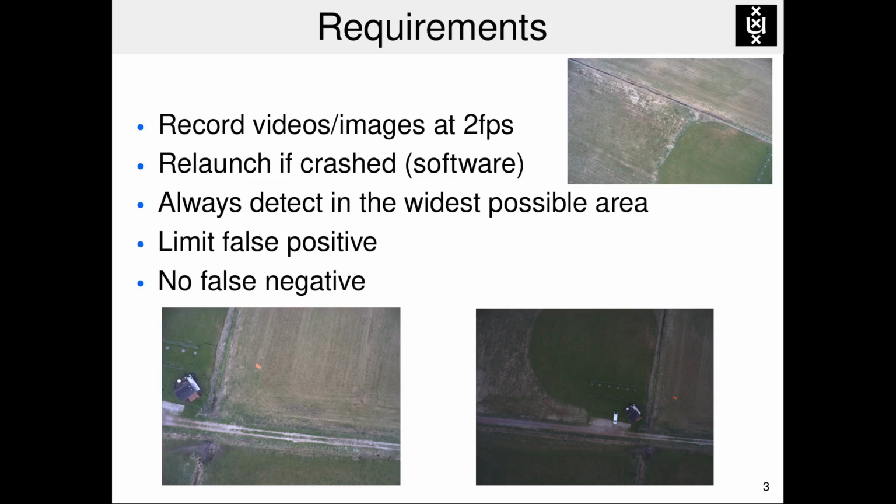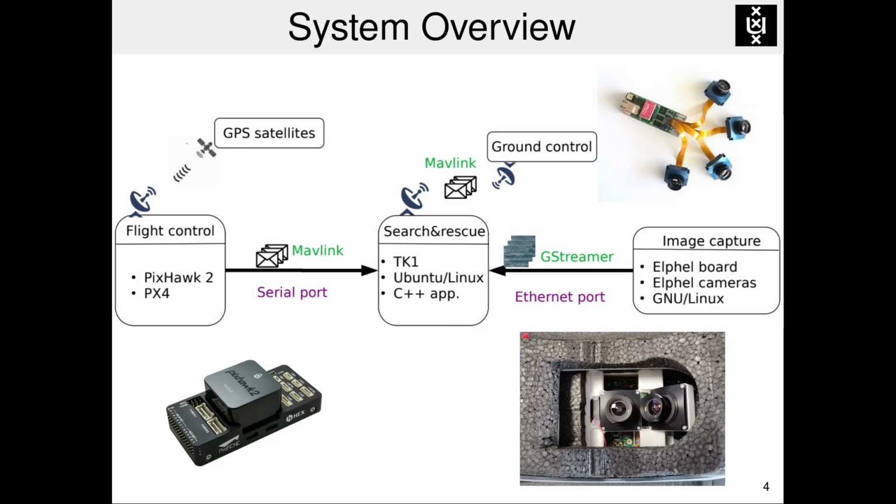This system is composed of 3 bricks: the flight control, the search and rescue, and the image capture. The flight control sends Mavlink messages through a serial port to the search and rescue part. The search and rescue also receives images from the image capture through the Ethernet port. Each of these bricks has its own platform on which it runs.